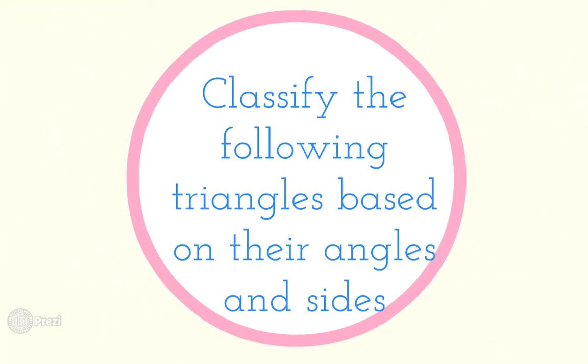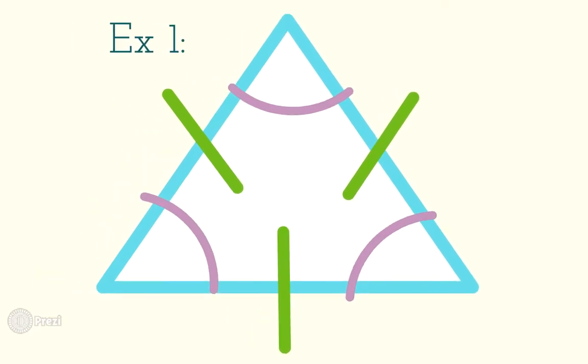So now we're going to classify the following triangles based on their angles and sides. All right, so this first example. If we see here, let's start with the sides. We have three congruent sides. So what's the name of the triangle with three congruent sides? You guys are so smart. Equilateral, so we know it's an equilateral.